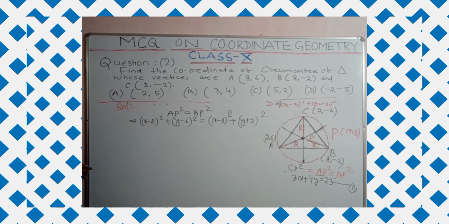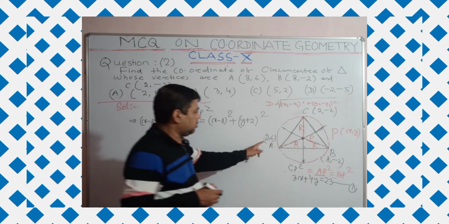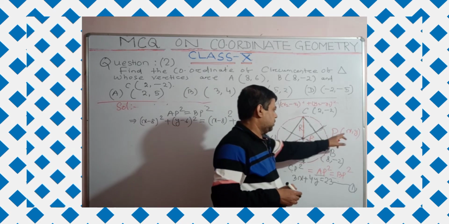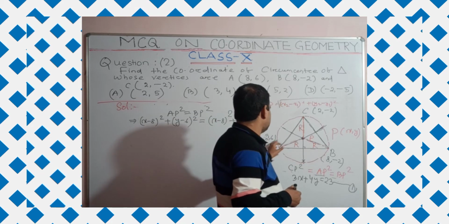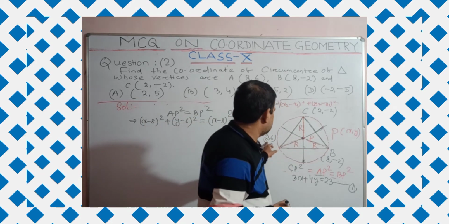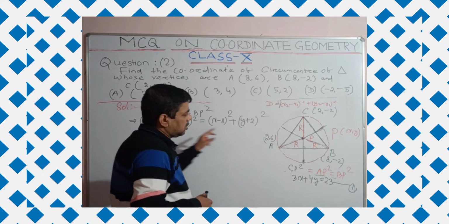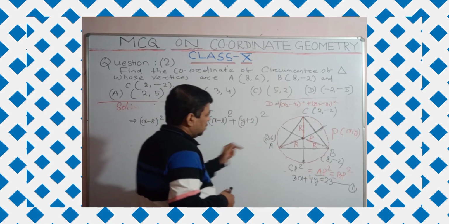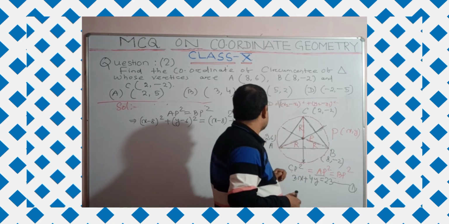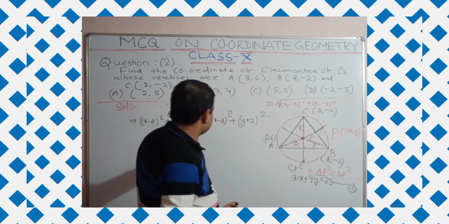Okay, understand? Once again, here AP square means P has coordinate x, y and A has coordinate x1, y1. So (x minus 8) whole square plus (y minus 6) whole square. Here the value of y1 is 6, so (y minus 6) whole square.